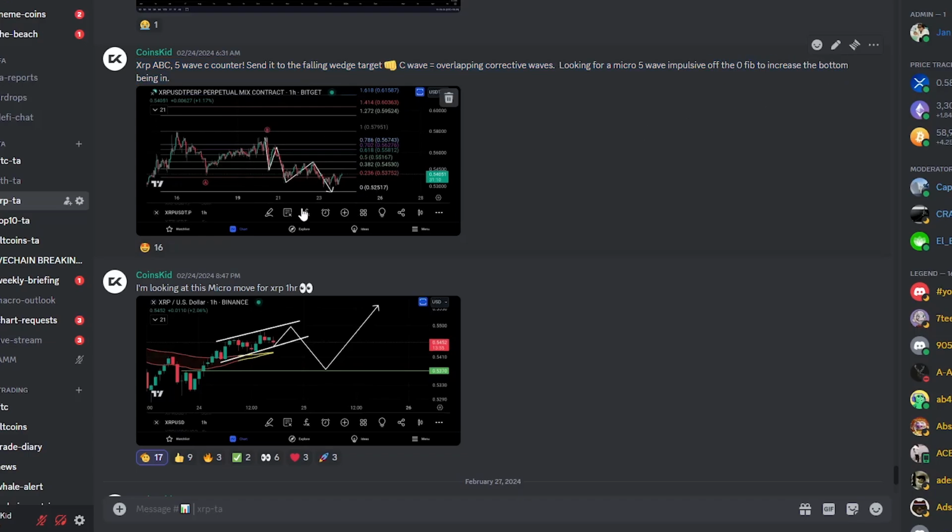So this trade played out like an absolute boss. This has come up off this low, a beautiful little opportunity. 0 fib is your stop loss, as I've taught you before, and then you're looking for the micro 5 waves up. So this has been a lovely little move, but how did I identify that correction being in?